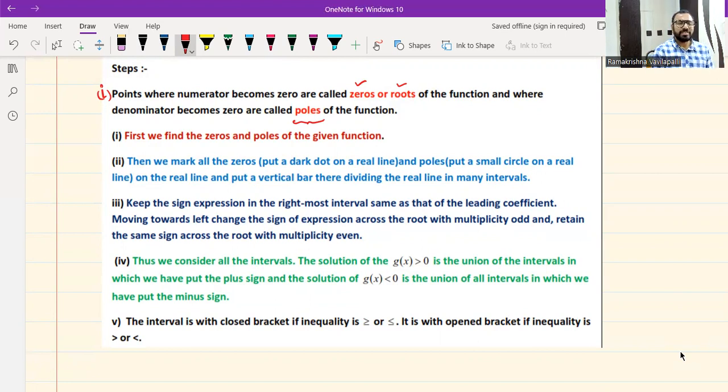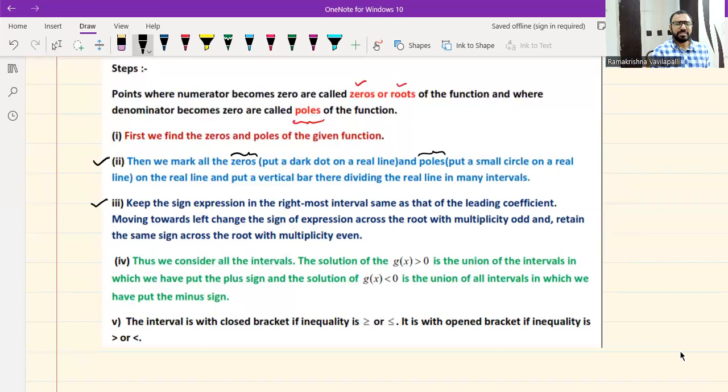Now the second point: we mark all the zeros, right? Put a dark dot on the real line, because at those points the function is defined. And at all poles put a small circle on the real line, because at those points the given expression is not defined. And put a vertical bar there, dividing the real line into many intervals, as we did in the examples.